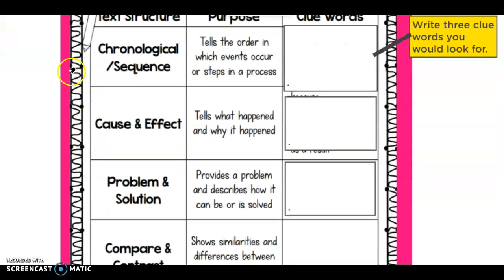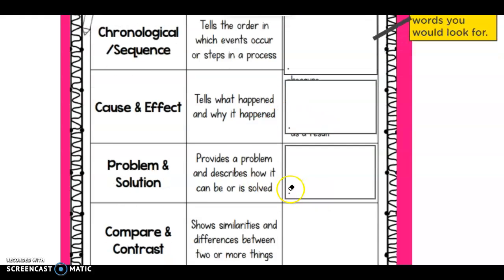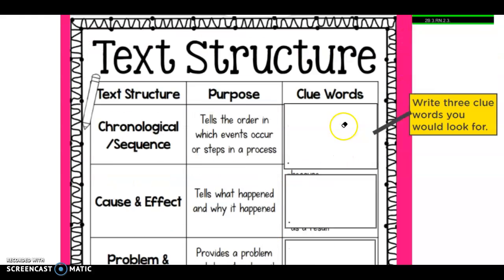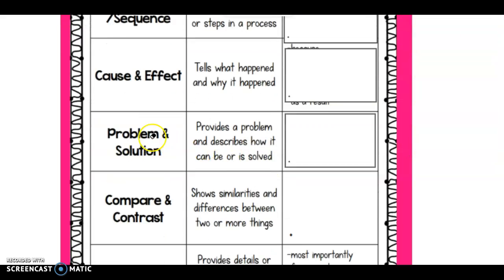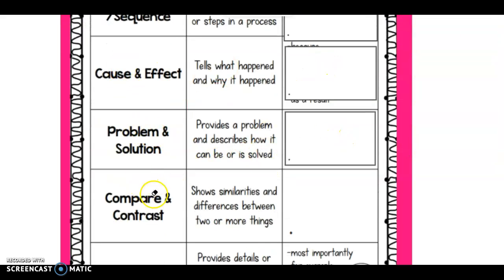On Class Cake today, I want you to write 2 to 3 clue words for each text structure we have learned about: chronological, cause and effect, problem and solution, and compare and contrast.